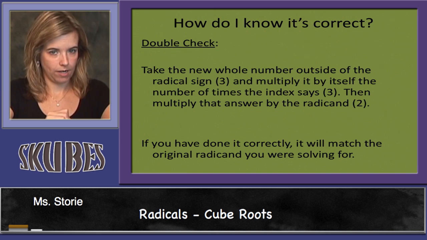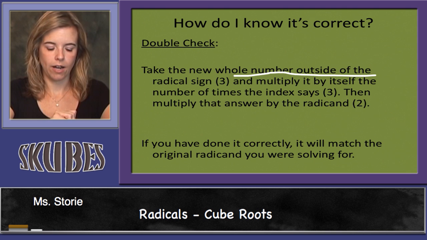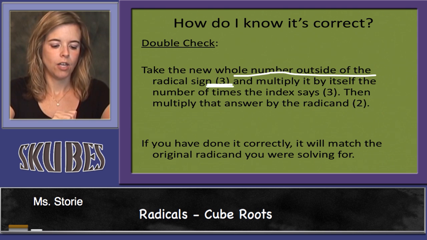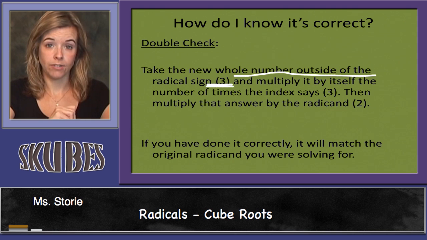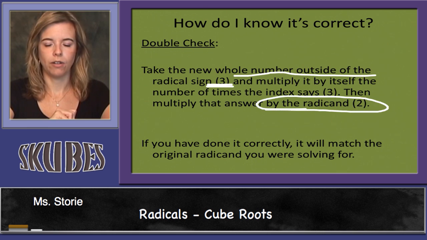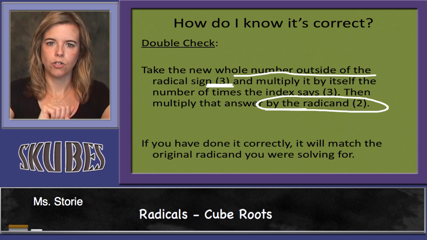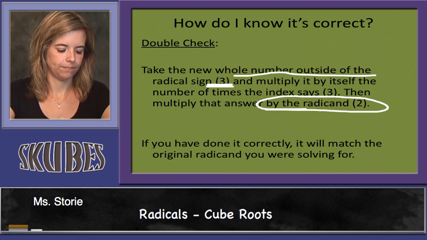Now, you need to double check your answers. So, you're going to take the whole number that's outside the radical sign, that was that group of 3's. You're going to multiply it by itself the number of times of the index, and then you're going to multiply that answer by whatever is still underneath the radical sign. If you did it correctly, whatever your answer is should match your original radicand.